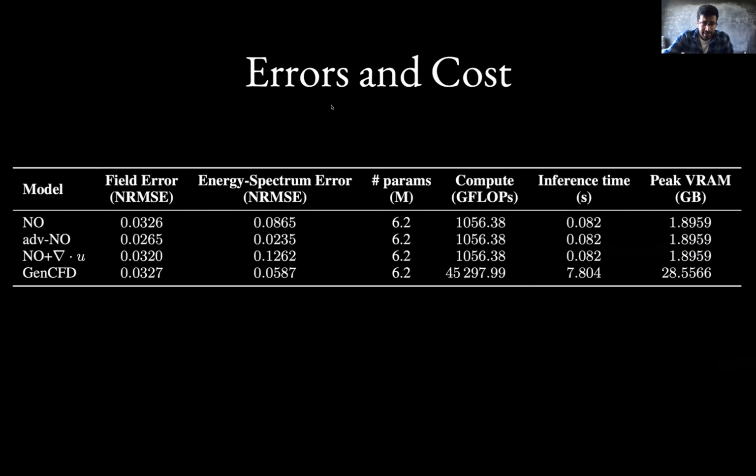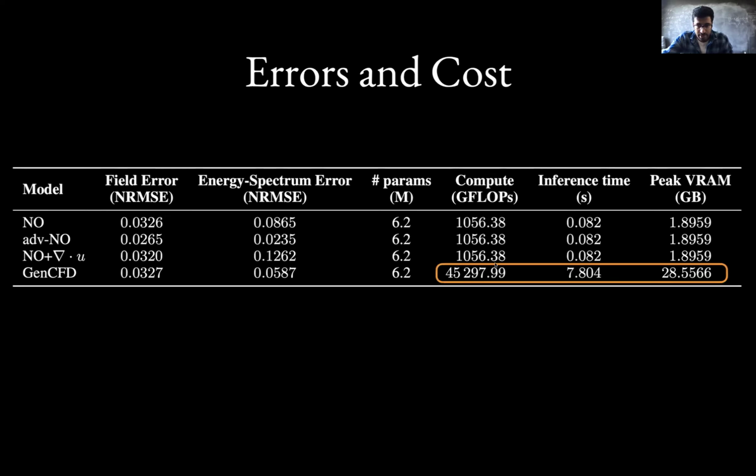Next, we compare the errors and the cost. The field errors, the energy spectrum, in which case adversarial NO achieves the lowest. We try to ensure all the models have the same or similar number of parameters. And we compare the compute cost, inference time, and the peak RAM usage.